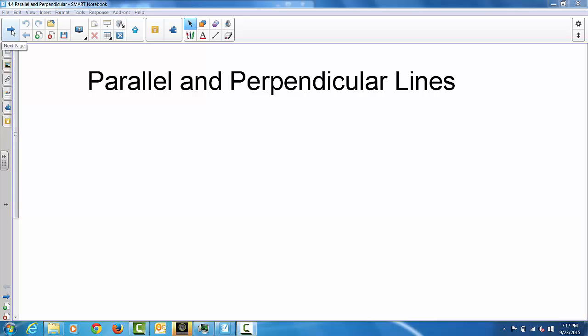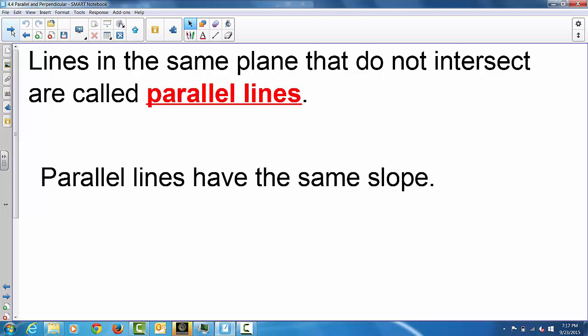Okay, we're going to be studying parallel and perpendicular lines. We've been studying linear equations, and now we're going to incorporate what we know about parallel and perpendicular lines into that so that you can write some additional linear equations. Now, one of the things you know about parallel lines is that they do not intersect and they have the same slope.